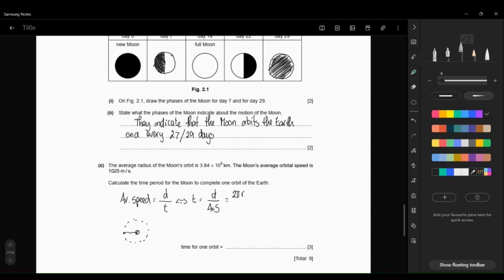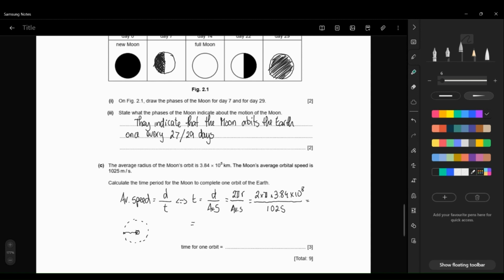All right, divided by the average speed. Substituting now, you have 2 times pi times, what is the radius? 3.84 times 10 to the power of 5 kilometers. But then you have the speed in meters per second, so we have to convert this value to meters. It's easy, kilometers to meters. You just put here the power of 8 instead of 5. So this is going to be 3.84 times 10 to the power of 8, divided by the average speed, which is 1025.